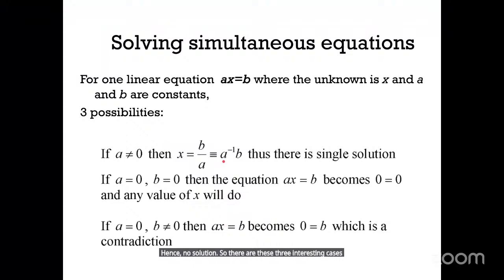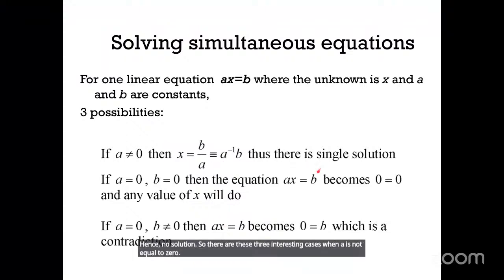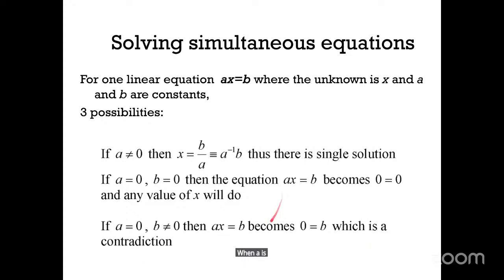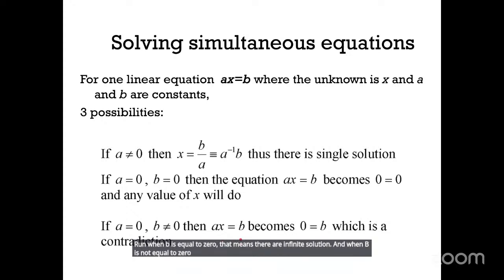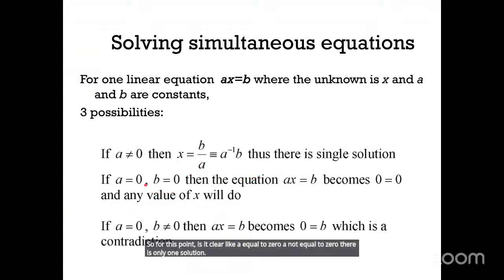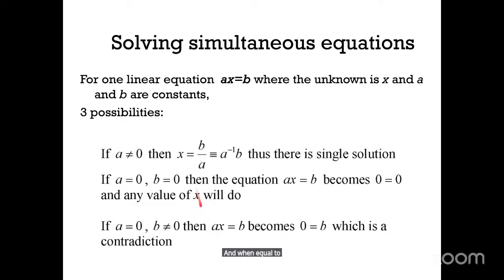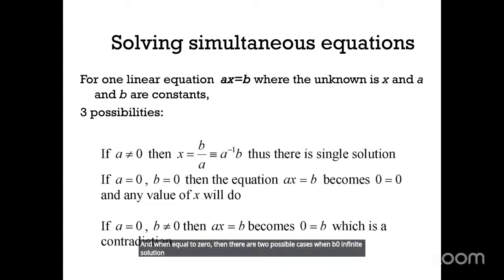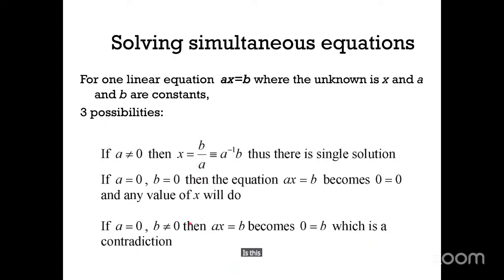When a is not equal to 0, there exists exactly one solution. When a is equal to 0, there can be two possibilities. One, when b is equal to 0, there are infinite solutions, and when b is not equal to 0, there is no solution. So till this point, is it clear? Like a not equal to 0, there is only one solution, and when a is equal to 0, there are two possible cases. When b is 0, infinite solutions, and b not equal to 0, then there is no solution. Are these two situations clear?